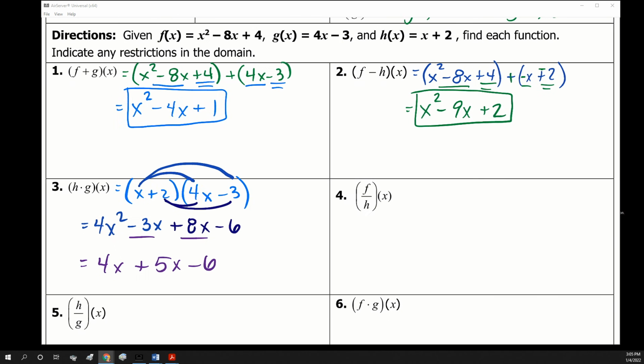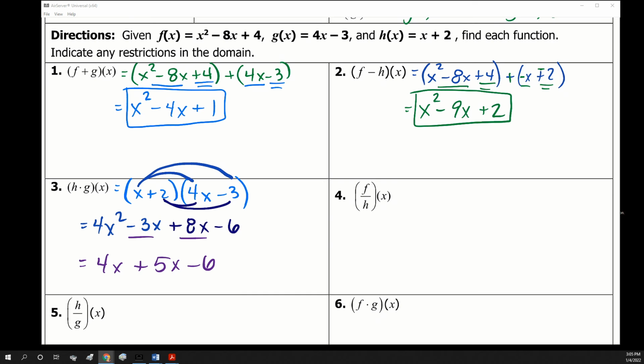Okay, number 4 is telling us to take f and divide it by h. You guys are going to love these. So all we do is we put f on the numerator and we put h in the denominator. You're done. Nothing else.